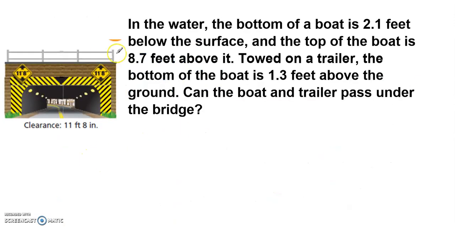Okay, so here we have a story problem. In the water, the bottom of the boat is 2.1 feet below the surface, and the top of the boat is 8.7 feet above it. Towed on a trailer, the bottom of the boat is 1.3 feet above the ground. Can the boat and trailer pass under the bridge, which is pictured right here? Okay, so I'm going to do the first part of this first, so we're just going to break this up into 2.